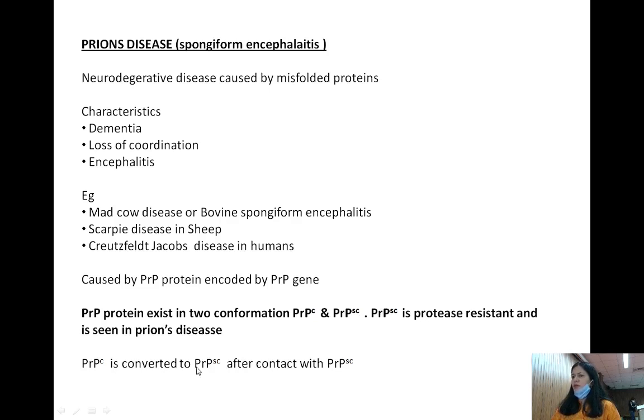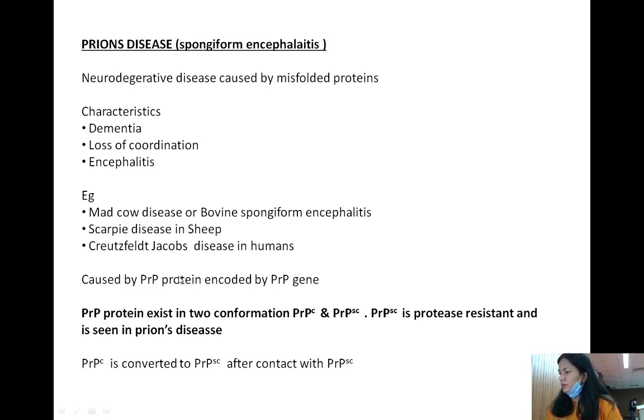PrPC is converted to PrPSc after contact with PrPSc. So when this infectious PrPSc protein comes from the sheep and enters the human being, it converts the normal PrPC protein into an abnormal PrPSc protein, which is protease resistant, and it results in misfolded protein, resulting in a disease known as Creutzfeldt-Jakob disease in humans. Any confusion?